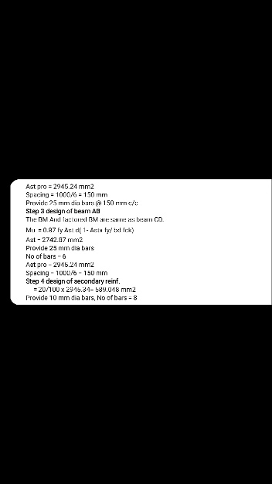The bending moment and factored bending moment are the same as beam CD. The reinforcement in the direction of AB will be placed below the reinforcement of CD. Depth of AB is 600 mm. Available depth is 600 minus 25, which is equal to 575 mm.